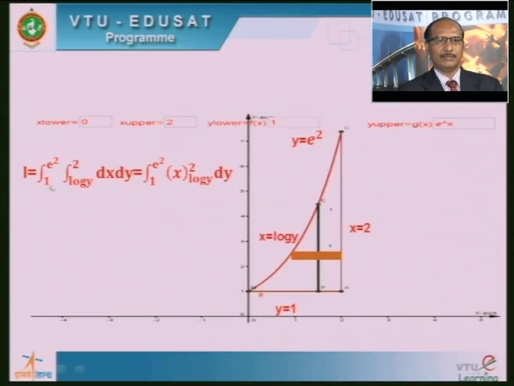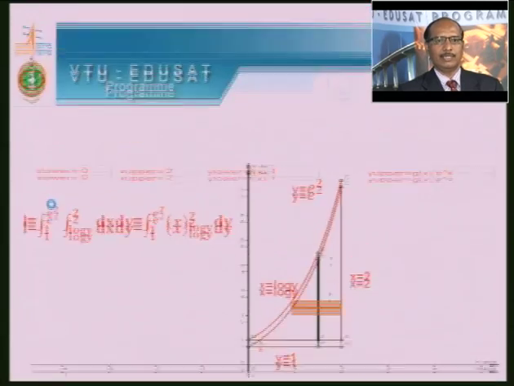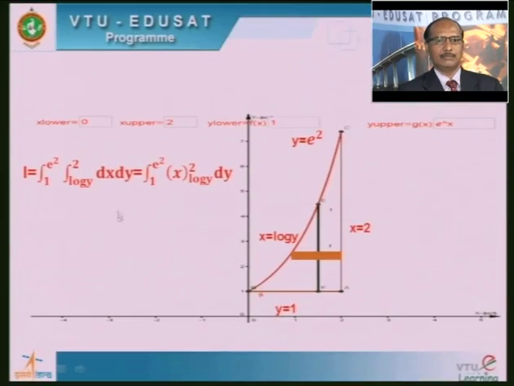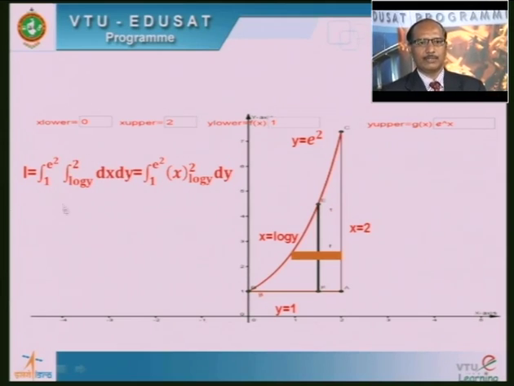So the y limits are 1 to e square and the x limits are log y to 2. That means the given integral is expressed, by changing the order, in this way, dx dy. Now, integrating first with respect to x, because the x limits are functions of y, the inner integral is with respect to x. There is no function here, so the integration of dx is x.